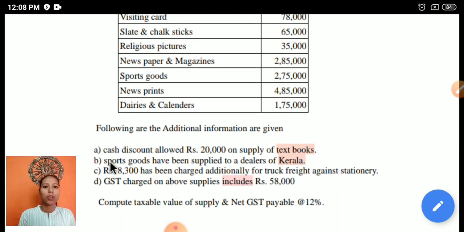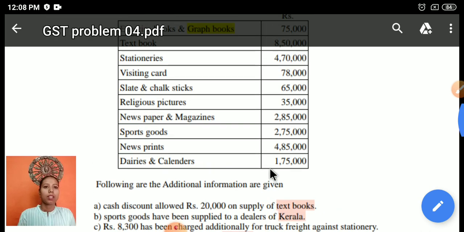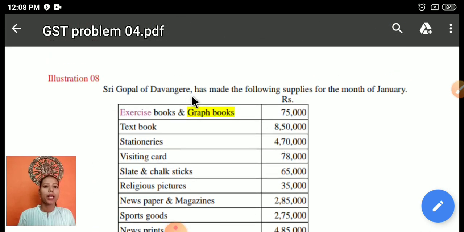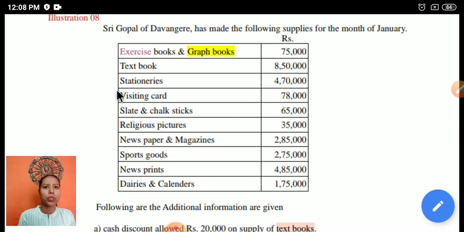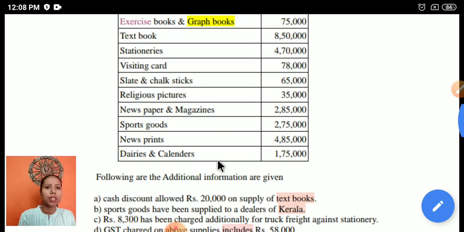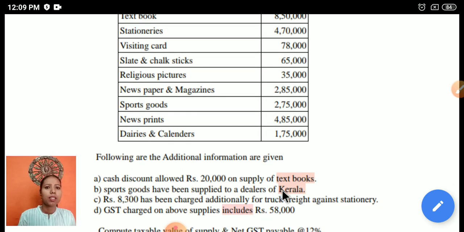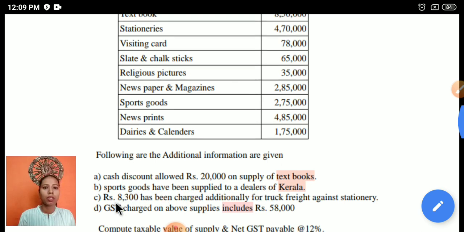Now move on to the second one. Sports goods have been supplied to the dealer of Kerala. The supplier is situated in Davangere, Karnataka, and sports goods worth 2,75,000 are supplied to Kerala. It is an interstate transaction. IGST is applicable.